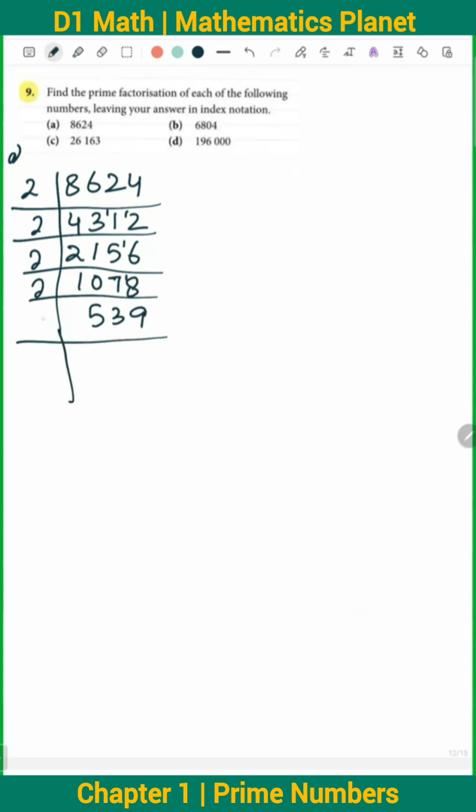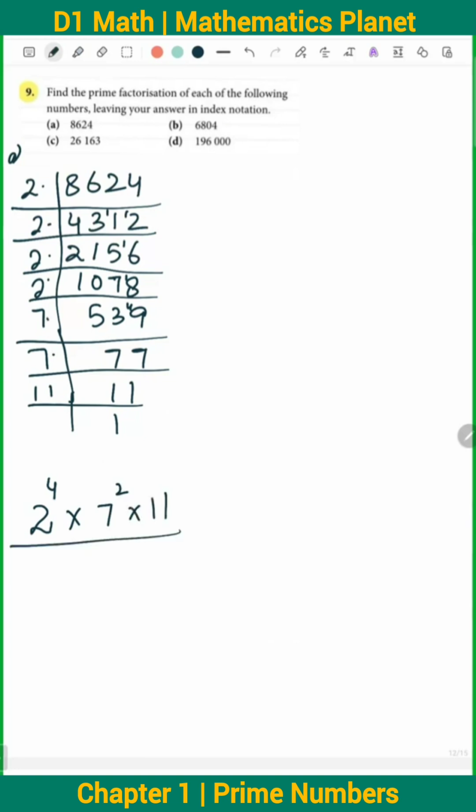Can I move with 7? 7 times 7 is 49, 50, 51, 52, 53, 4 carry. 7 times 7 is 49. 7 times 11 is 77 and 11 times 1 is 11. So when I write in the index notation now, we have already done the index notation, I'm doing it directly, okay? 1, 2, 3, 4. 2 is coming 4 times, 7 is coming 2 times and 11 is coming only 1 time. So this is my answer.